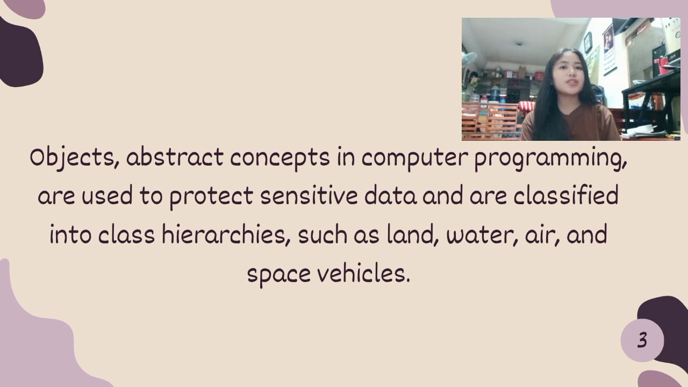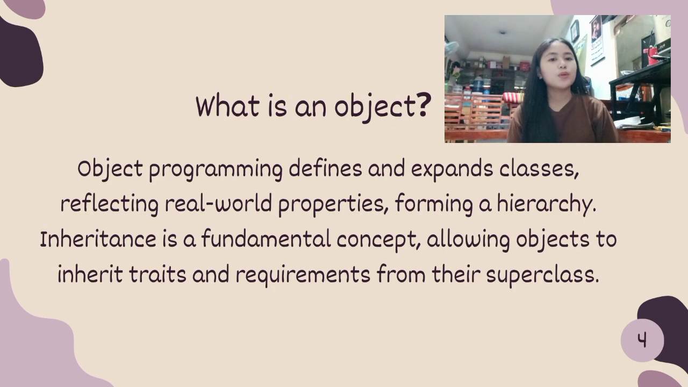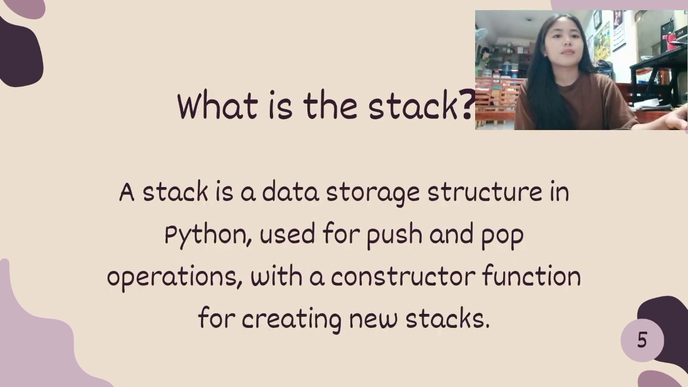Objects, an abstract concept in computer programming, are used to protect sensitive data and are classified into class hierarchies such as land, water, air, and space vehicles. So, what is an object? Object programming defines and expands classes reflecting real-world properties, forming a hierarchy. Inheritance is a fundamental concept allowing objects to inherit traits and requirements from their superclass.